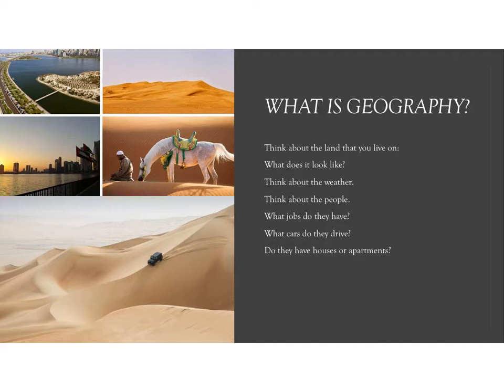Think about the people. How do they live? Where do they live? What do their houses look like? Do they prefer to live in houses, in apartments, in villas? What kinds of jobs are available there in that land? And what cars do they drive? Do they prefer, for example, the 7-seat cars, or do they prefer the 5-seat cars, okay? Or do they use mainly public transportation? Do they prefer, for example, to use the metros instead of cars, okay?